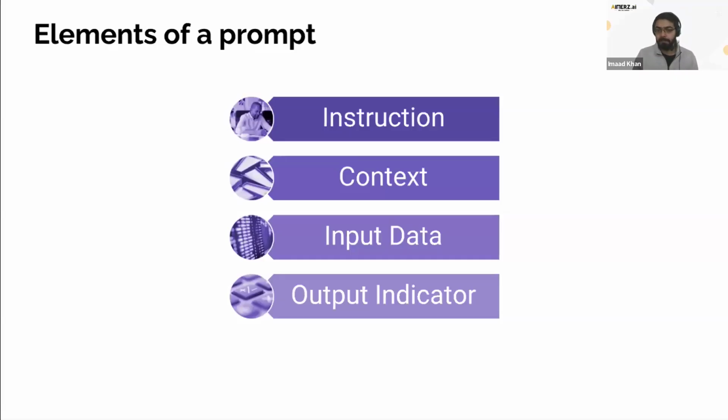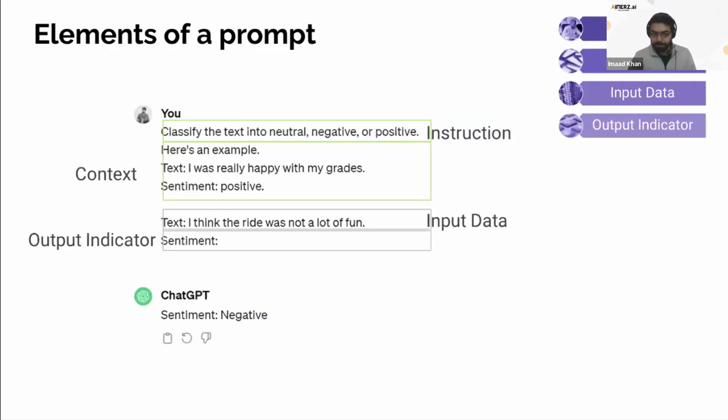Every prompt you create can have all of these, some of these, or none. I wouldn't say none of these, because if you have none, you have nothing, no prompt. But you would have either some of these or all of these. And I will explain this to you with an example.